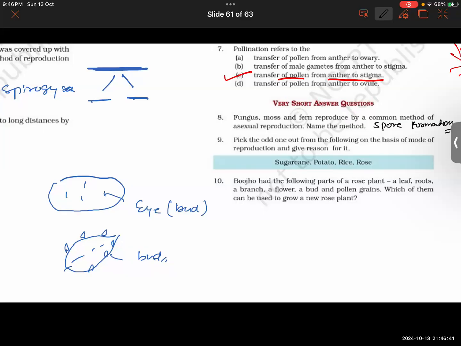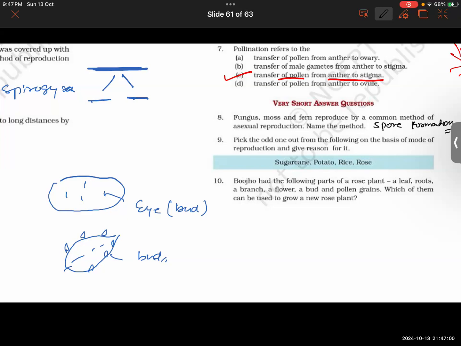Yes, Abu Bakr, what's the answer for question number 9? Sir, is it rose? Okay, let me read the options. It's sugarcane, potato, rice, and rose.